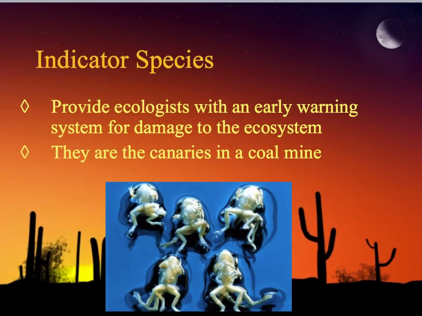Okay, so the next type of species I want to talk about within a community is the indicator species. These are species that provide ecologists with an early warning system for damage to an ecosystem. These species tend to respond negatively to changes in environmental conditions, and they're the red flag. They tell us, oh my gosh, something's happening to this ecosystem that could harm others within it. So they're sort of the canaries in a coal mine.